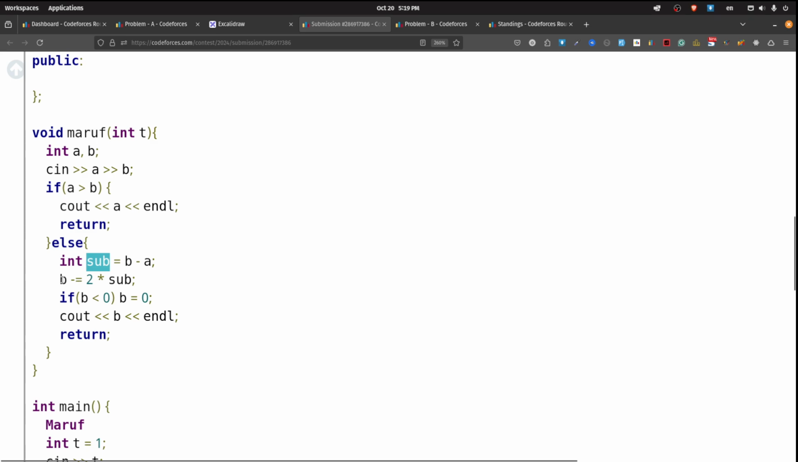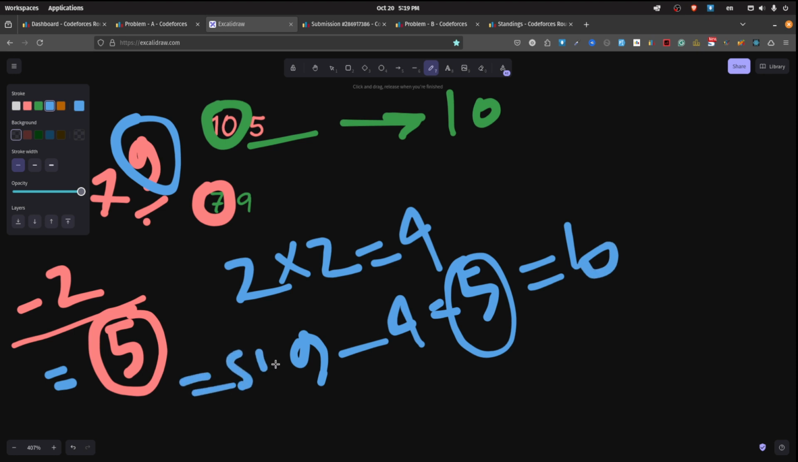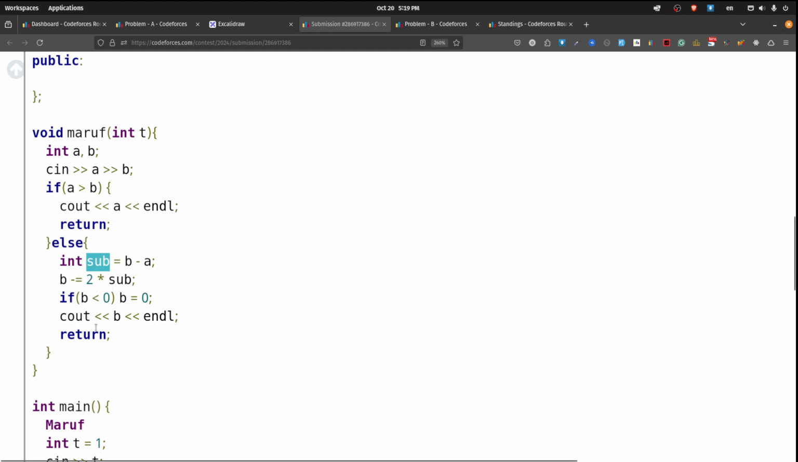So after that I decrease the deposit value, so b is equal to something. This is the value of b, and this is the value of the subtraction. So you can say that this is the answer, since we already made the condition criteria. That's why I just printed the value of b, and if b is negative, then I just assign 0 to it and return the answer.